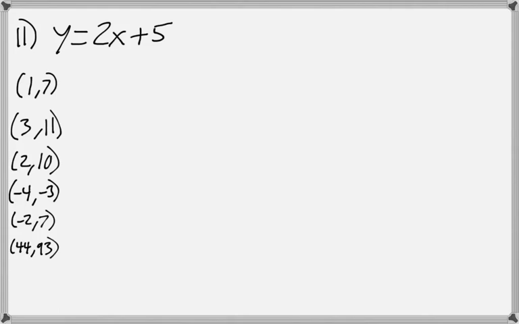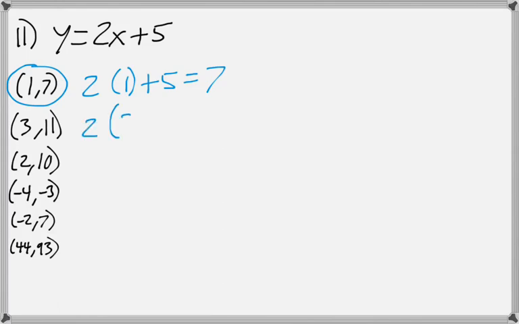If I plug in 1 into the equation, I want to get 7 back out. So let's try that. 2 times 1 plus 5, that does equal 7. So this would be a solution. If I take 2 times 3 plus 5, that equals 11. So because that's 11, that means that this is a solution, or a point on that line.